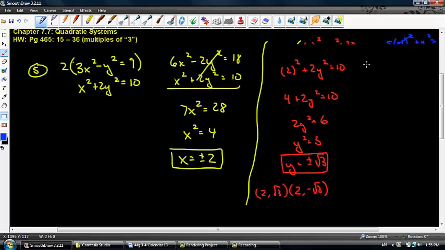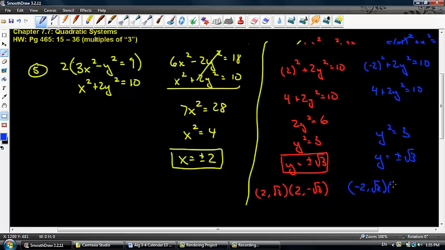Okay, next one. Let's plug in negative 2. So negative 2 here, squared plus 2y squared equals 10. So this is, again, 4 plus 2y squared equals 10. I think you guys kind of know the ending to this movie here. y squared equals 3, y equals plus or minus rad 3. So therefore my answer is going to be negative 2, comma, rad 3, and then negative 2, comma, negative rad 3. And there are your points of intersection between what looks like a hyperbola and an ellipse.